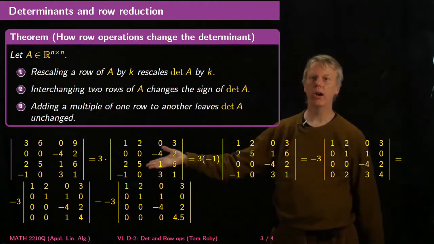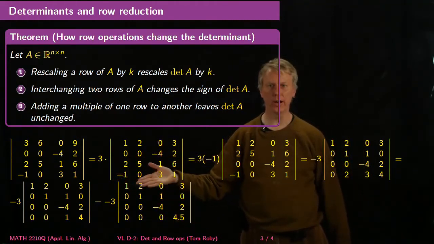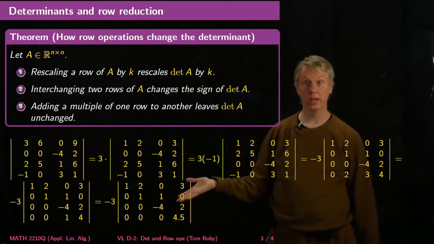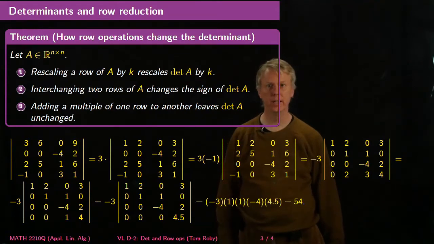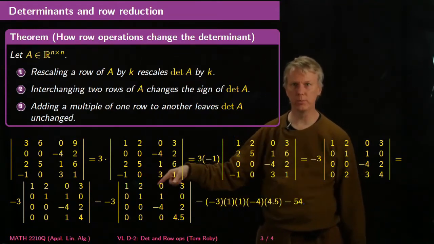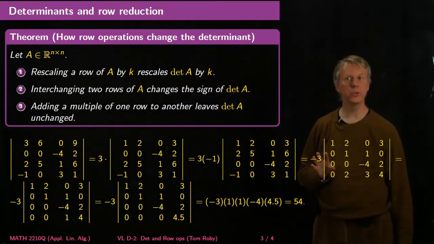And so now I'm in great shape because this is an upper triangular matrix. I could just take the product of the diagonal entries to get what I want, and I multiply by the negative 3 that I've got from these other operations I did. So the final answer is negative 3 times 1 times 1 times negative 4 times 4 and a half, which is 54. Okay, so that illustrates all of these things.